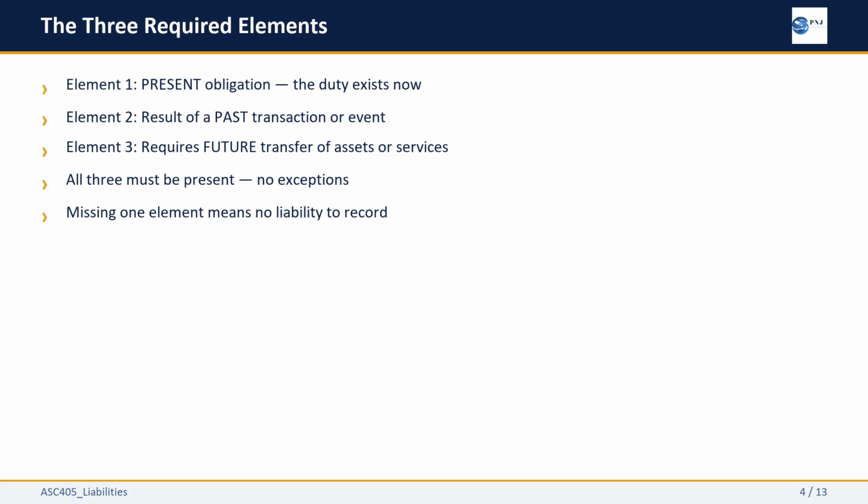Think of these three elements as a checklist that must be completed in full. Element 1, there is a present obligation, meaning the duty exists today. Element 2, it arose from a past transaction or event, something that has already occurred. Element 3, it will require a future transfer of assets or services to settle. The surprising part is how many items people want to record as liabilities that fail at least one of these tests. We will look at those in a moment.